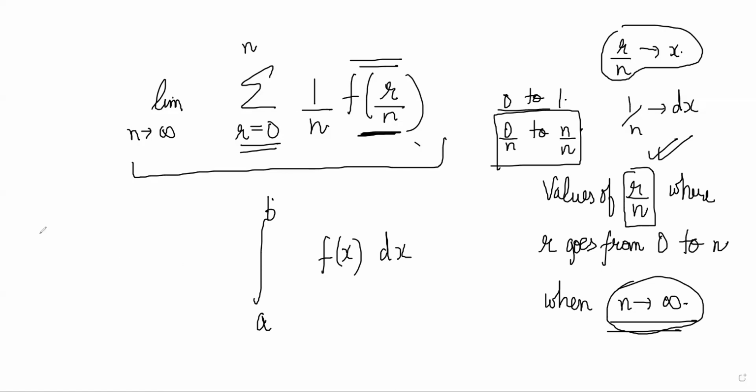Sir, if you don't mind, I have done it in a different way. I have sent a photo on the group. In this, I have taken h tends to 0, the width of the rectangle tending to 0. It's just writing it in a different way. It's the same thing actually. Oh wait, you have done something else. Yes, sir, I have done something else.